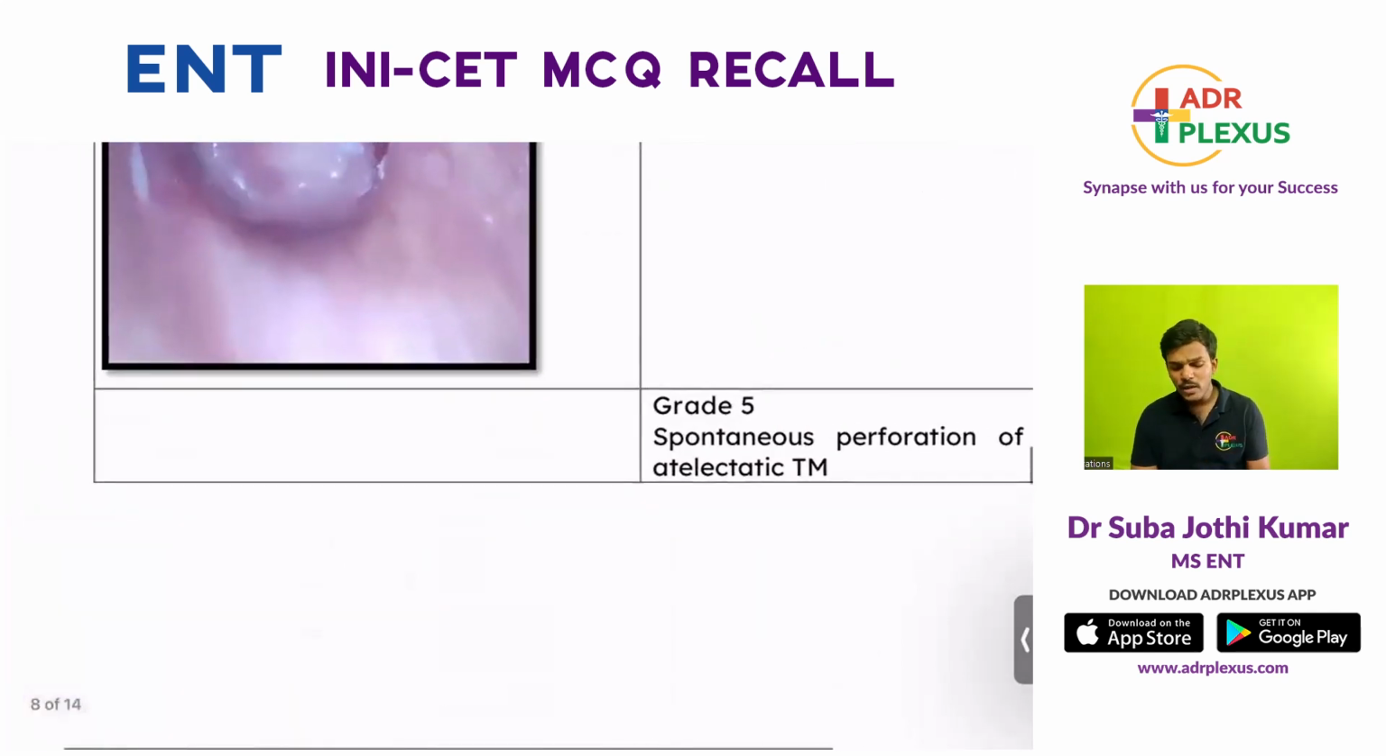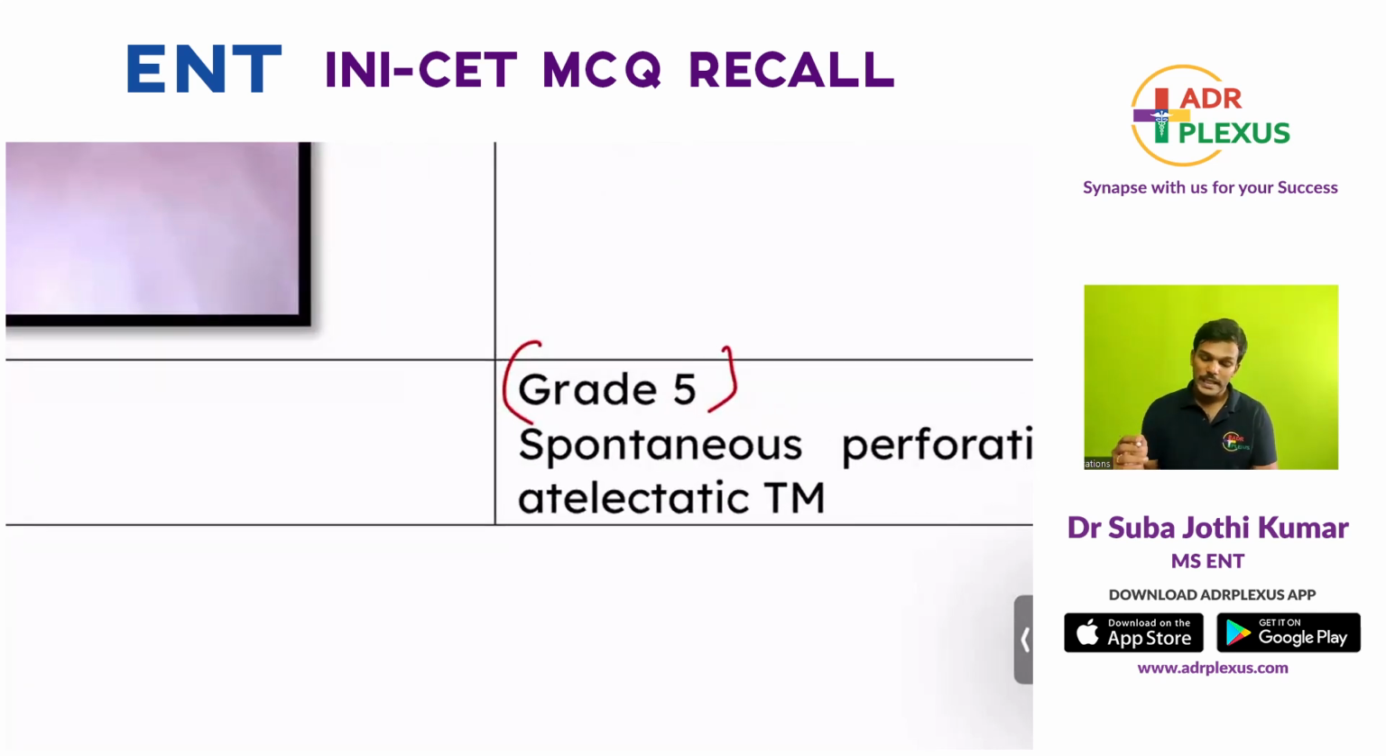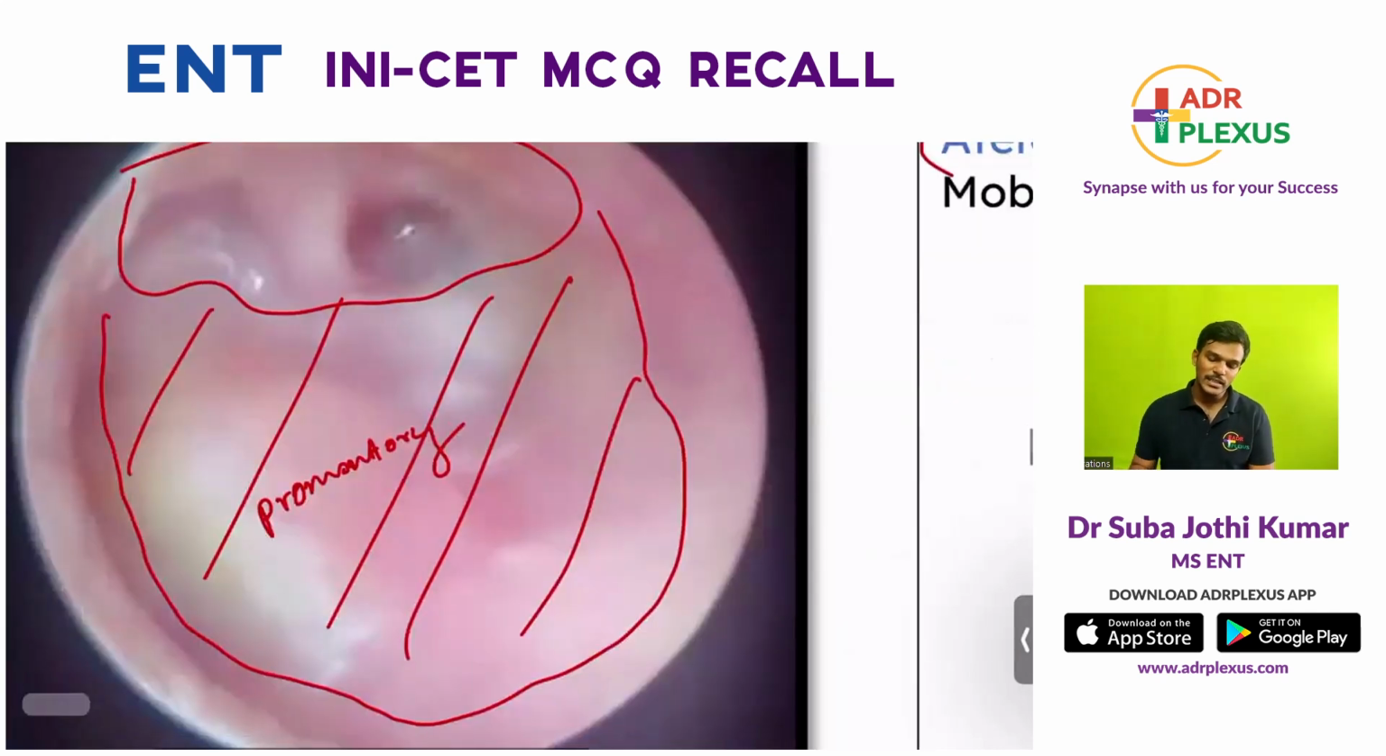Now there is another grade called grade 5 where there will be atelectasis like this and also a perforation like this. So a retraction with perforation is grade 5. You may ask, if there is a perforation, could it be grade 5? See, if there is a perforation, usually there will not be retraction because the tympanic membrane is already not intact. Then how could it go inwards? Only if the tympanic membrane is intact will there be formation of a retraction packet.